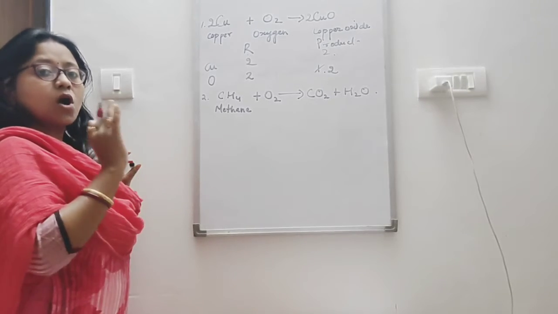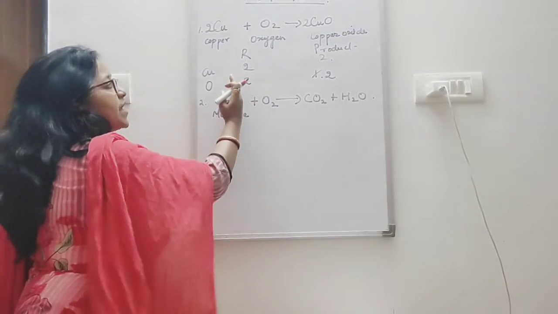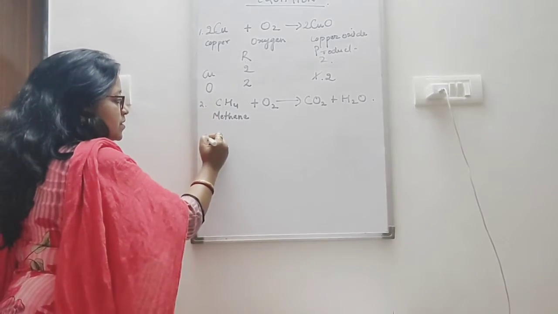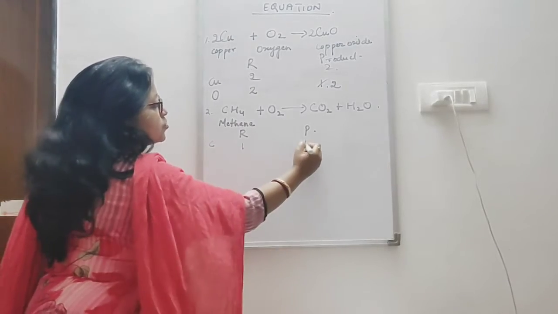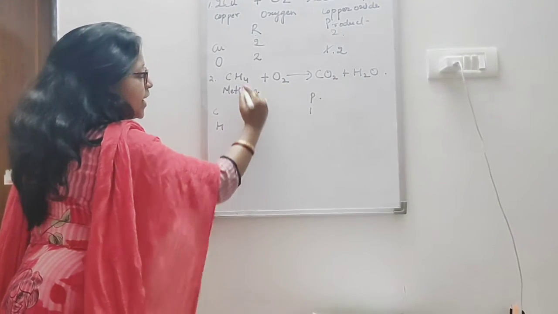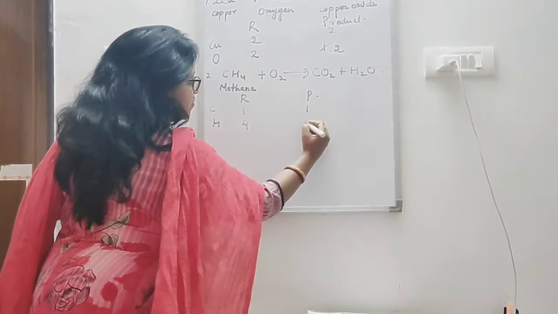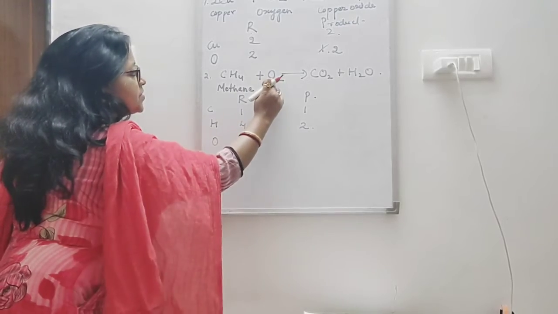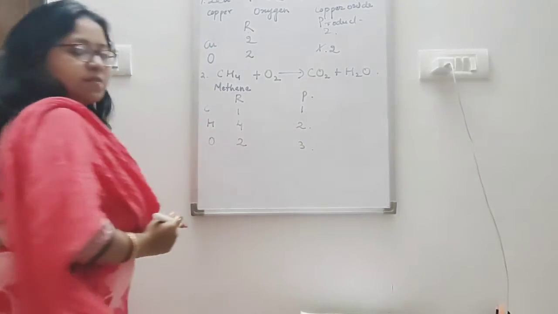Now we have to balance. Now how do we balance? We have to take all the elements, the number of atoms on the reactant side and the number of atoms on the product side. So let's take carbon. The carbon is 1 in both, no issues. Let's take hydrogen. There are 4 atoms of hydrogen here, and here there are only 2 atoms of hydrogen. And let's go to oxygen. Oxygen in the reactant side is only 2, but here oxygen is 3.